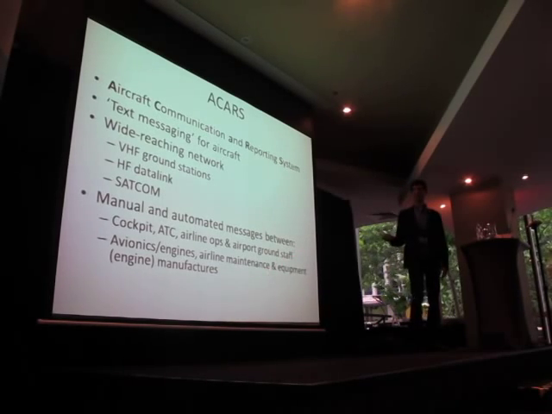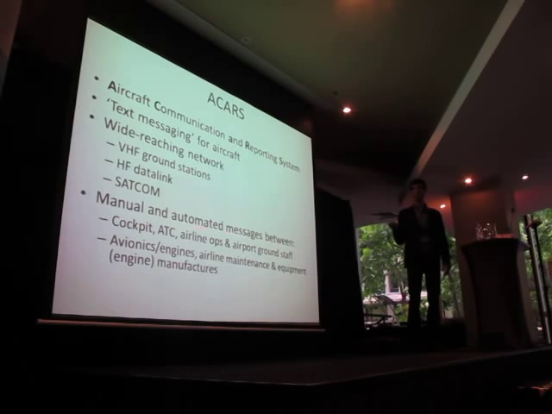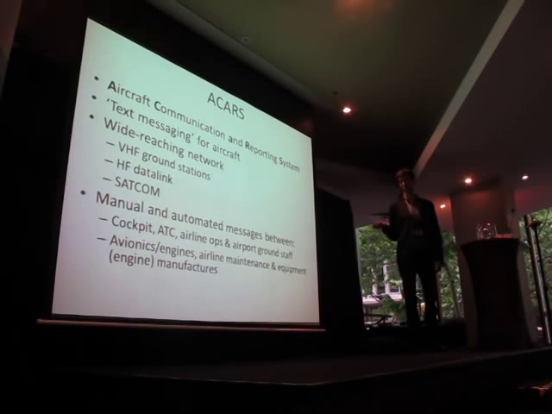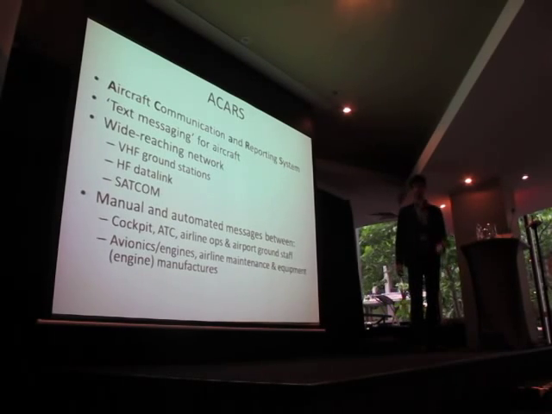It's cool because they send out a whole bunch of automated messages and manual messages. So the cockpit might want to talk to ATC, vice versa, airline operations, or the ground staff. And then you've got the really cool stuff like engines and the avionics sending back maintenance and performance information to Rolls-Royce to let them know how things are going and if anything goes wrong that they have to go and look at the engine.